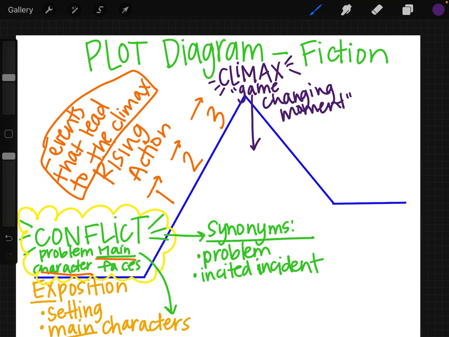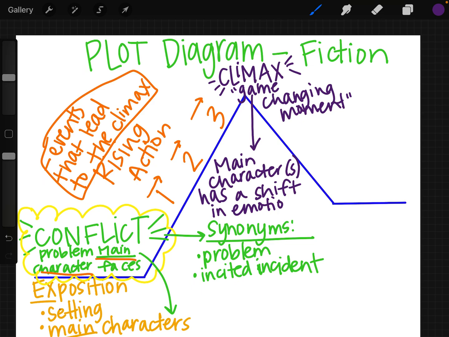I want you to draw an arrow. Again, if you need to pause this, please do. The climax is when the main character or characters has a shift in emotions or lifestyle. And what I mean by that is, if you go all the way back to the beginning, maybe we met this character and they were a big grump butt. They just were always grumpy, making everybody else miserable.